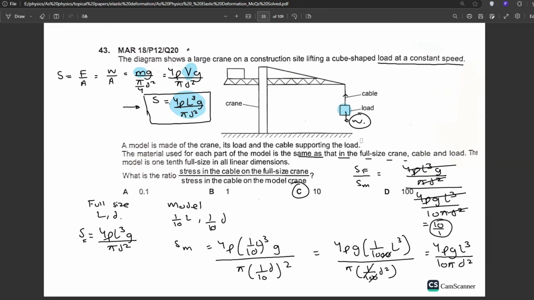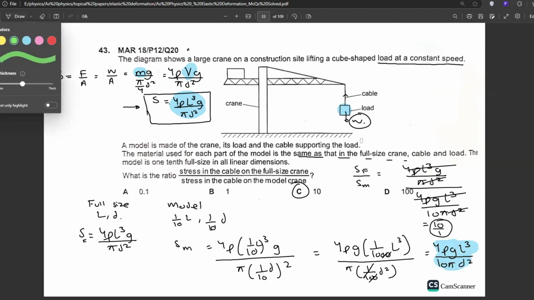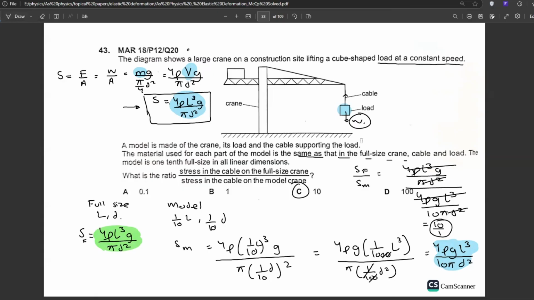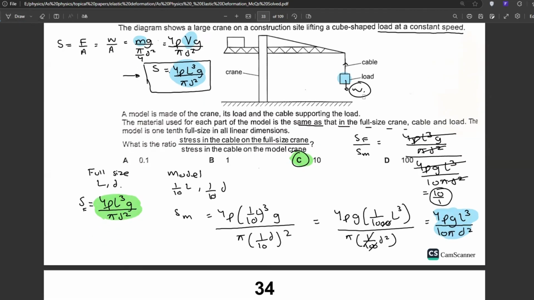Now, in the full size model, the stress will be what? 4 into density into L cube into g divided by pi d square. In the model, what will be the stress? L will become 1 upon 10 L, since everything in the model has become 1 upon 10. Then you solve this and you get this as your stress in the model. This was your stress in the full size. You divide both of them, you get 10 over 1 as your answer. C is your answer. Perfect. A little messed up, but yeah.